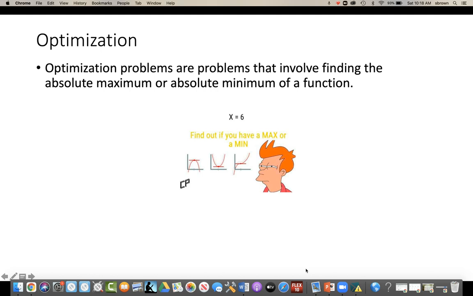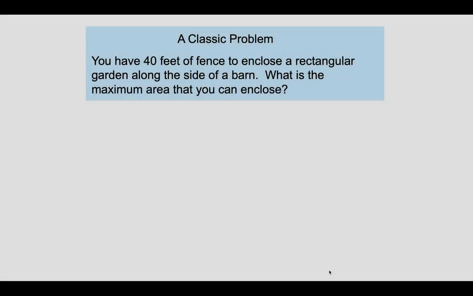Today we're going to talk about optimization. Optimization problems are problems that involve finding the absolute maximum or absolute minimum of a function. So a classic problem is you have 40 feet of fence to enclose a rectangular garden along the side of a barn. What is the maximum area that you can enclose?